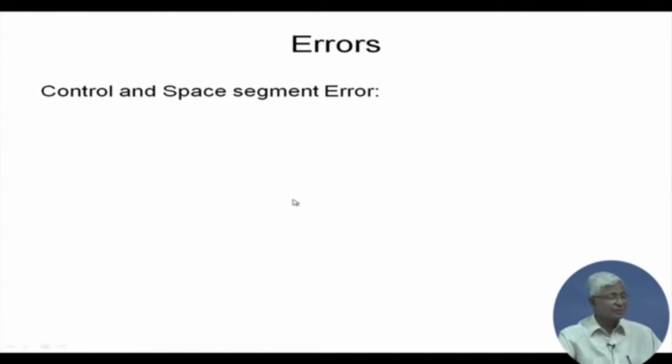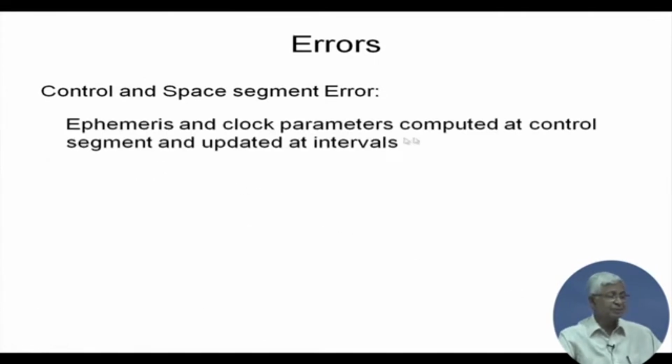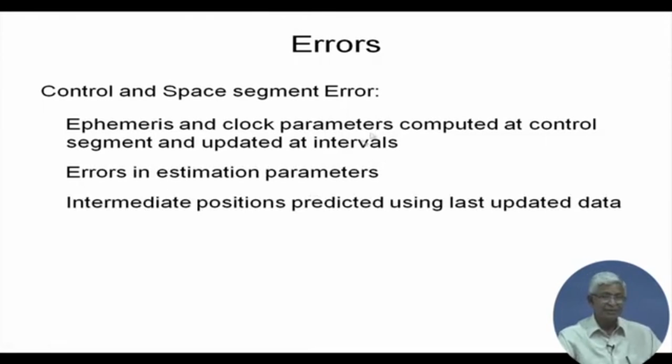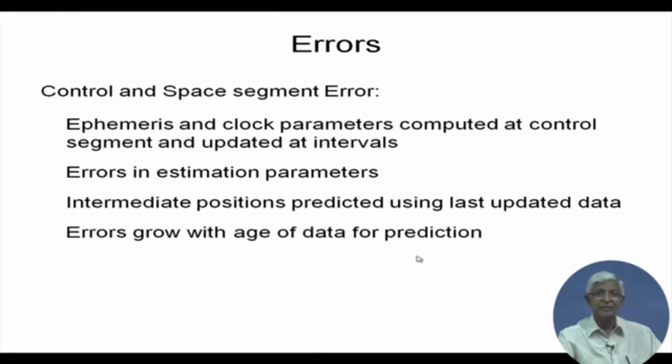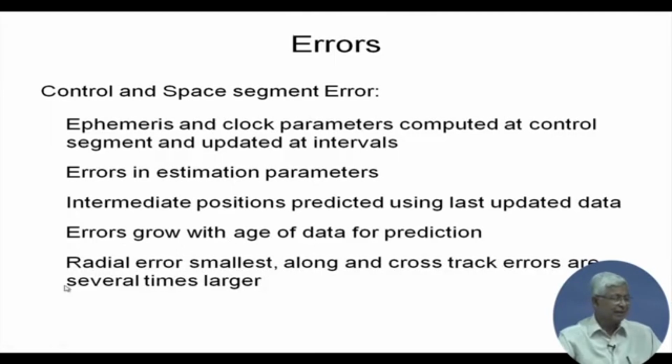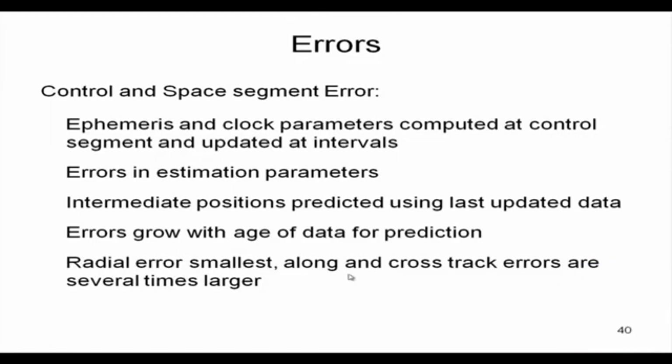Now, control and space segment error: ephemeris and clock parameters are computed at the control segment and updated at certain intervals when the satellite is visible to the control station. So, in between it will slightly drift. That is the control error. There are also errors in the estimation of the parameters, since there is a model, and because of that some error may come. These intermediate positions are predicted using the last updated data. Errors grow with age for the prediction, and the radial error is smallest, while along-track and cross-track errors are several times larger, etc.